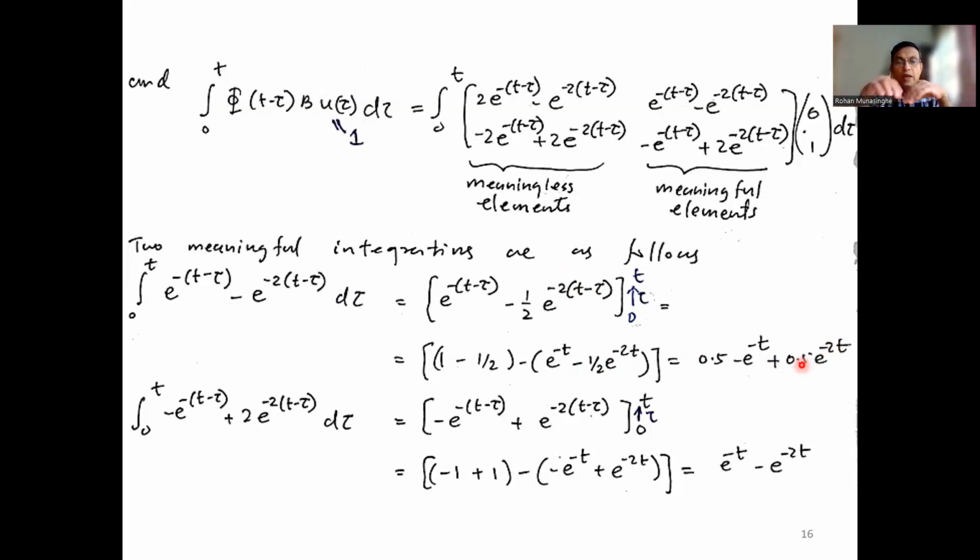And the second row, same process, but slightly different result. And you get this one, e to the minus t minus e to the minus 2t. So this quantity is how much the state variables 1 and 2 change due to the influence of the control signal. And you have to add this quantity to the autonomous part, how much the system changes on its own, right? And then you will see the total change.